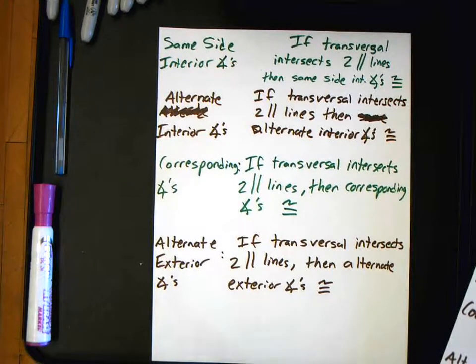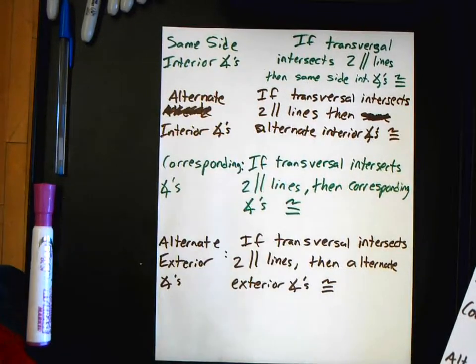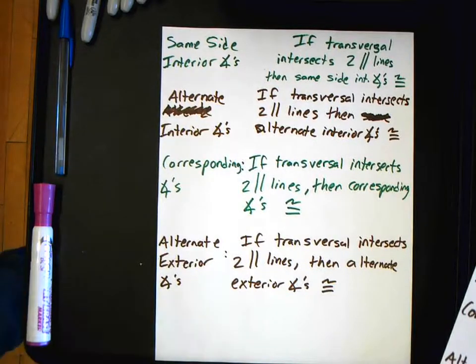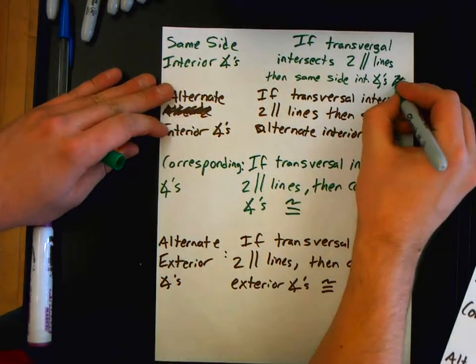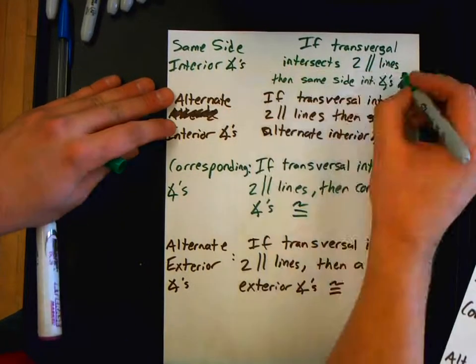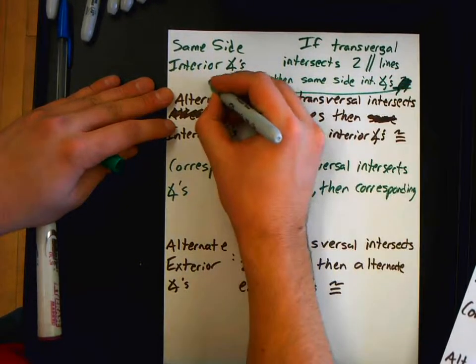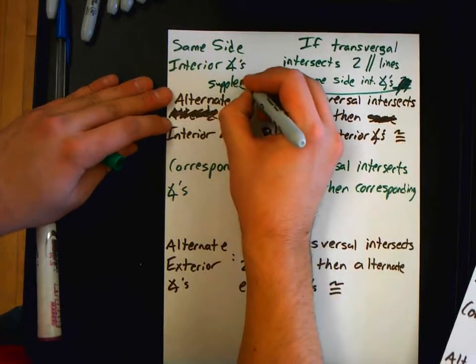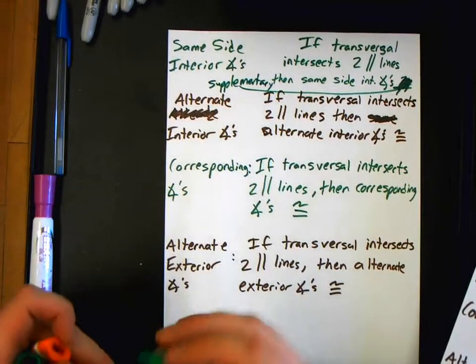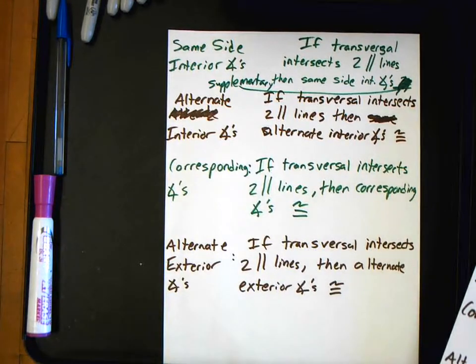So the first one I want to talk about is same side interior angles. And the same side interior angles are exactly like the last video, where they are inside the parallel lines and they're on the same side of the transversal. So that means if a transversal intersects two parallel lines, then these same side interior angles are supplementary. They are not congruent. I do not know why I wrote that. Supplementary. So that means they add up to equal 180 degrees.